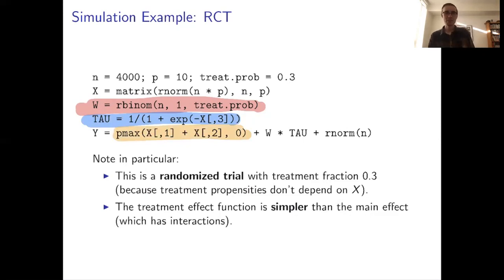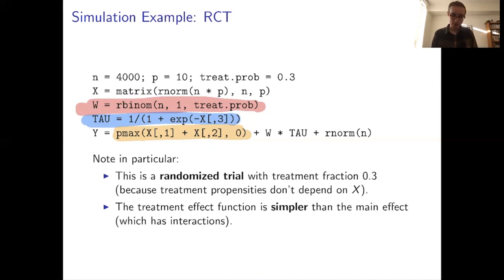So essentially, this is a setting that's supposed to be super easy if you're doing the right thing. The study is randomized, so there's no confounding. The treatment effect function is very simple, so you're kind of focusing on the right objective. You should just nail it. But there's this more complicated interactive baseline effect that, if you're not careful, might cause you problems.